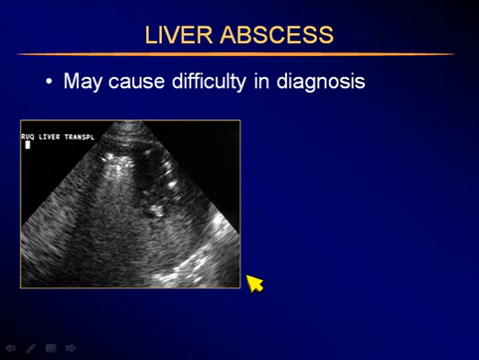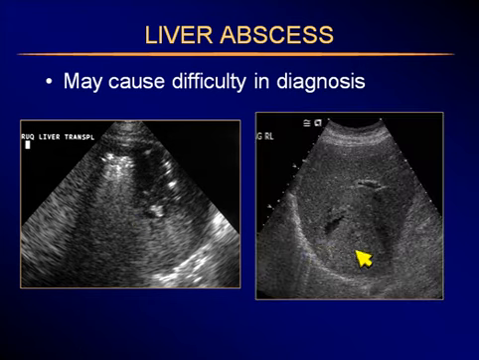Liver abscesses sometimes cause trouble in diagnosis. A liver abscess, when it has fluid and debris, is fairly easy to spot, but when it has bubbles of gas or pockets of gas, that sometimes may shadow out the back wall of the abscess itself and may cause confusion in its appearance.